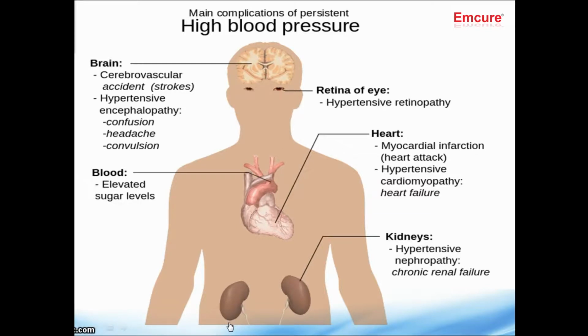In the heart, you can have myocardial infarctions. You can have dilated cardiomyopathy and heart failures. There can be elevated levels of sugar. In the kidneys, you can have acute and chronic renal failures. You can have hypertensive nephropathy. So all the end organs can be damaged due to persistent high blood pressure.